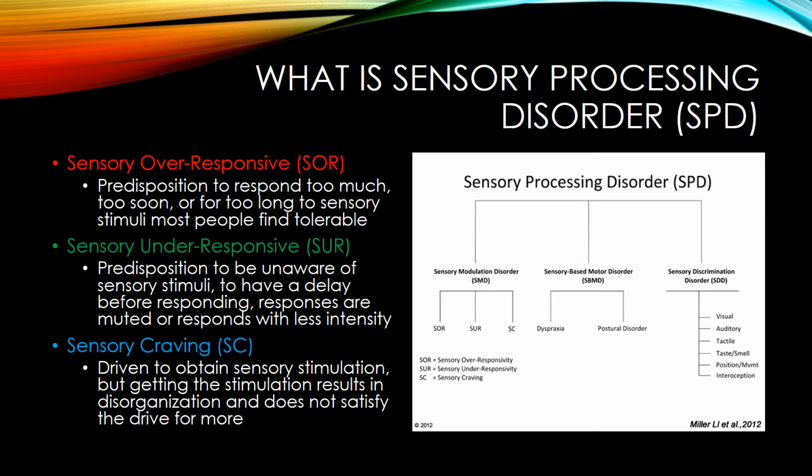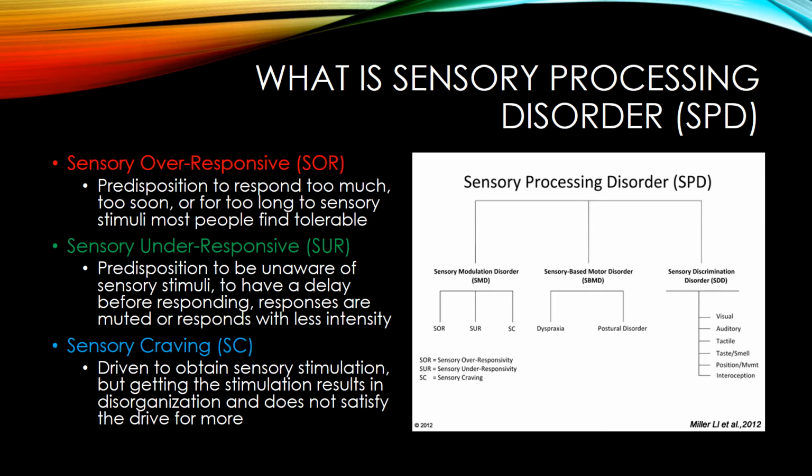With children who are sensory craving, they seek out sensory input, but their bodies do not know how to organize the input, and they become dysregulated. Some kids may be hypersensitive with some inputs and hyposensitive with others. These levels can change based on the time of the day, the activity, or the setting that they are in.